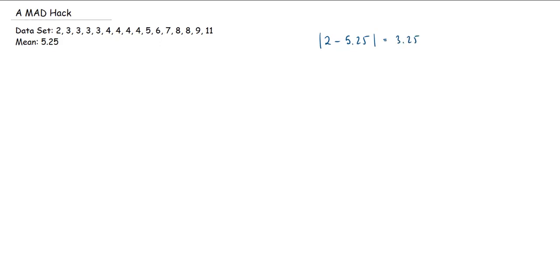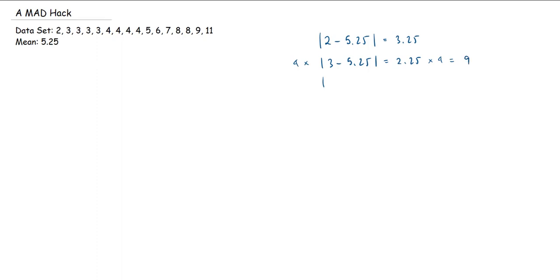And then I would do this again. So I would do 3 minus 5.25, because that's the next data point in this set. Let's see, that would be 2.25. And now I notice actually there's 4 copies of that. So there's going to be 4 of these. 4 times 2 is 8, and then another one is 9.